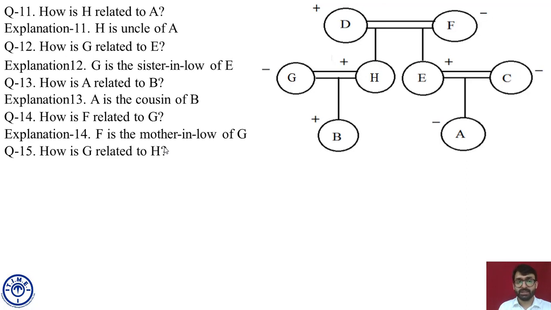Next question. How is G related to H? So it's pretty simple. It's quite evident. G and H are forming a couple. So G is the wife of H. H is the husband of G. But the question is asking how G is related to H. So G is the wife of H.